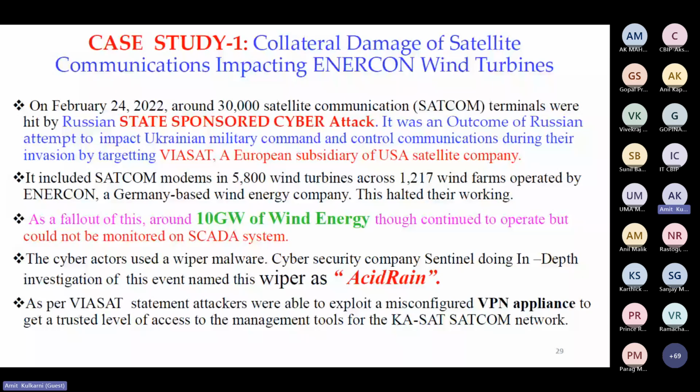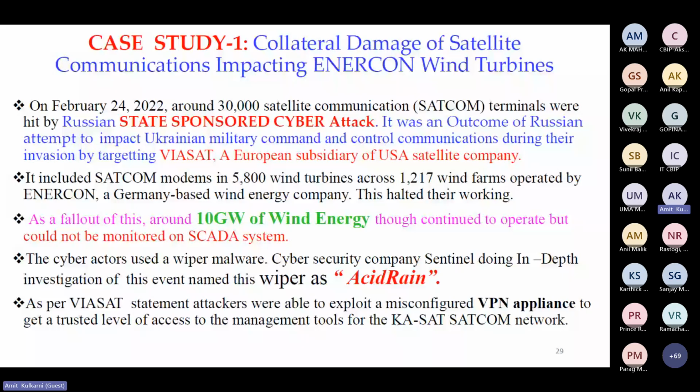When in-depth analysis of this attack was done by Sentinel, cybersecurity experts, they identified the malware, which is a wiper named AcidRain. A wiper, as we see on a vehicle or a car, wipes out the rain, the water, and cleans the glass. In a similar fashion, this wiper malware cleans all your data. And this wiper is named AcidRain.